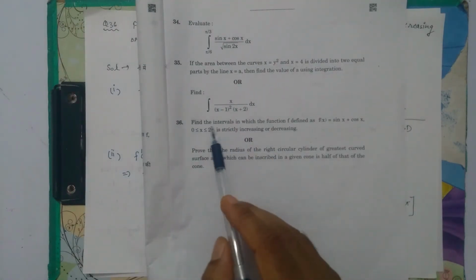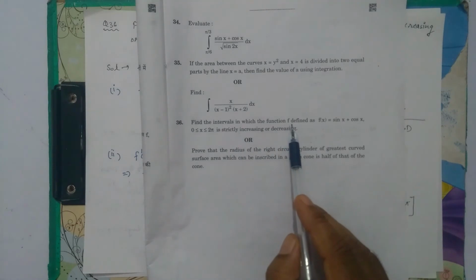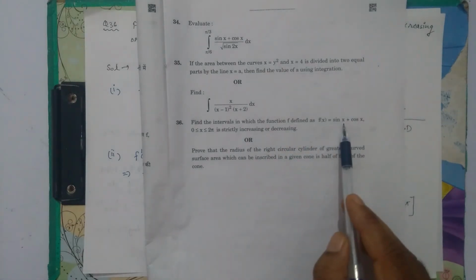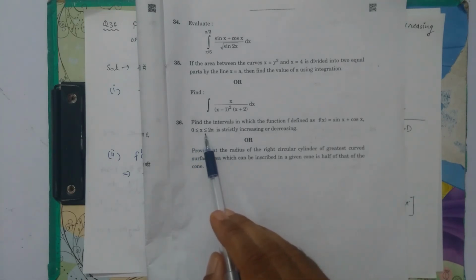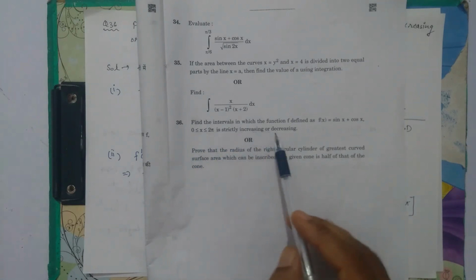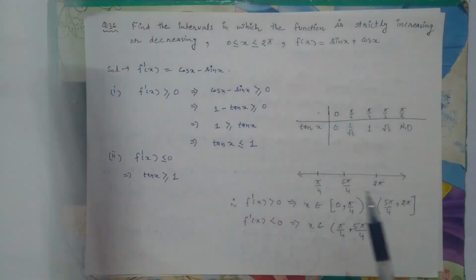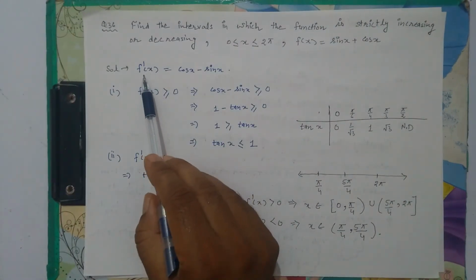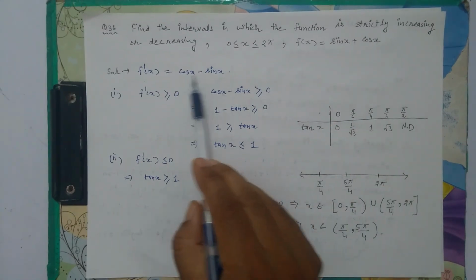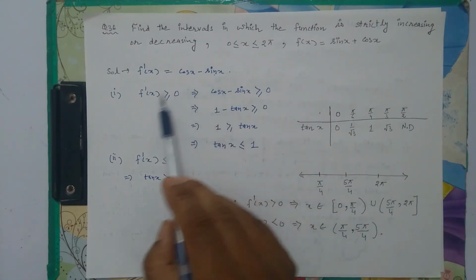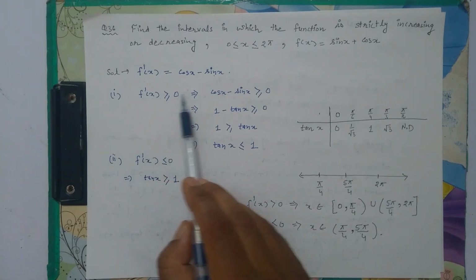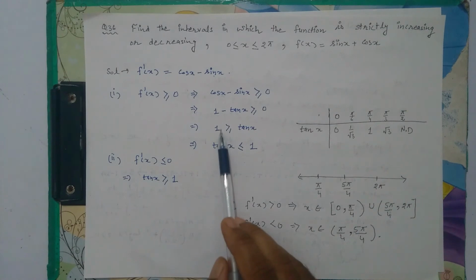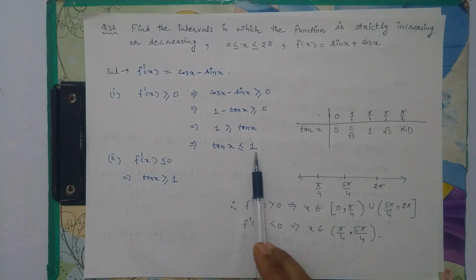Next question, question number 36. Find the intervals in which the function f defined as f of x is equal to sin x plus cos x, where x is greater than or equal to 0 and less than or equal to 2 pi, is strictly increasing or decreasing. So here first of all we find f dash x, which is cos x minus sin x. If f of x is strictly increasing, it means the derivative is greater than or equal to 0. So here it means tangent of x is less than or equal to 1.